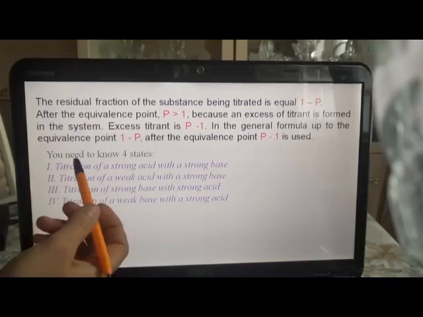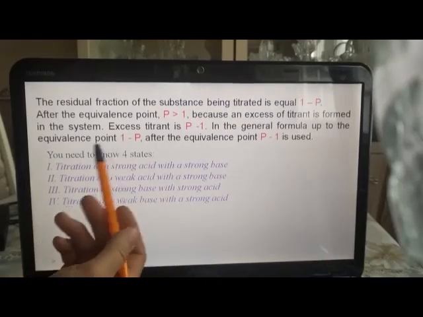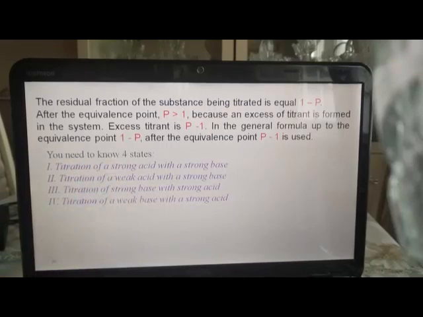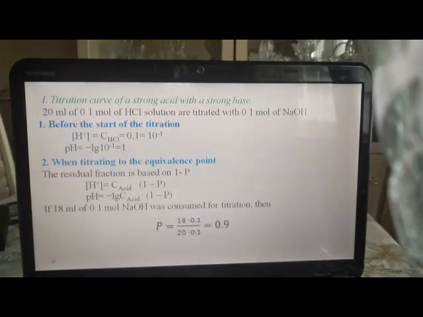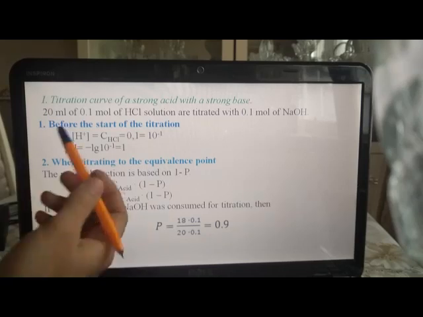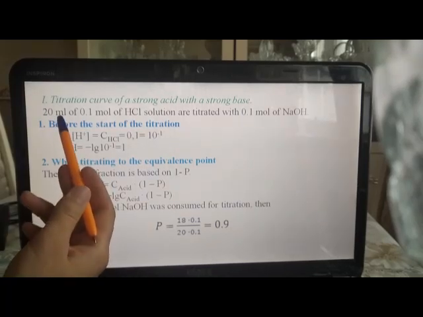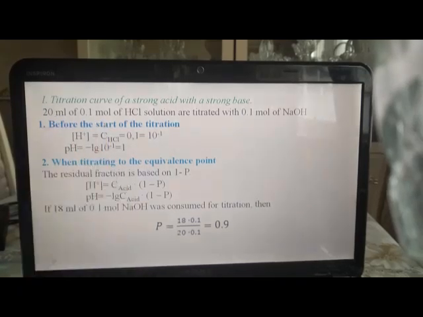Titration of a strong acid with a strong base, titration of a weak acid with a strong base, titration of a strong base with a strong acid, titration of a weak base with a strong acid. The first: the titration curve of a strong acid with a strong base. For example, 20 milliliters of 0.1 molar hydrogen chloride solution are titrated with 0.1 molar sodium hydroxide.